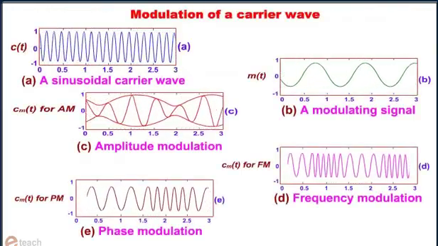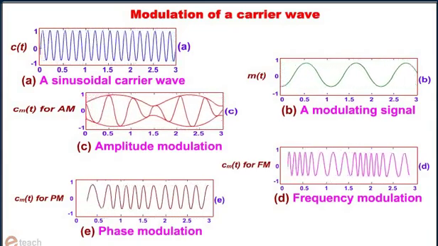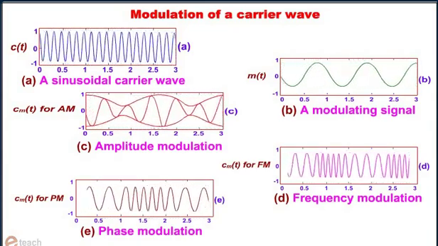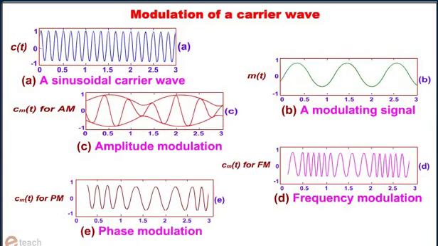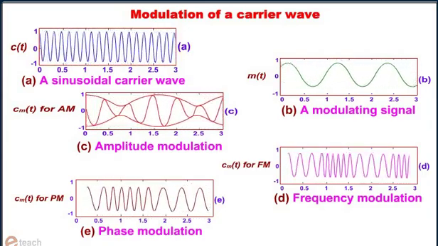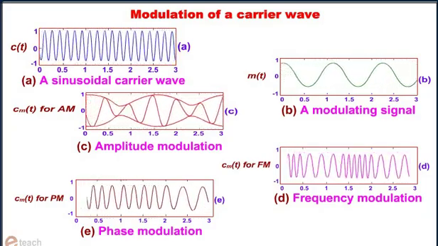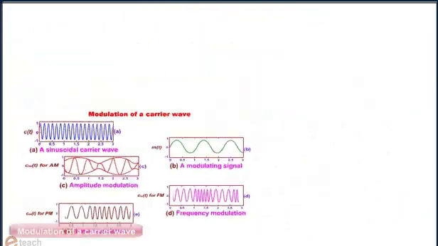Modulation of a carrier wave. There are two waves used in modulation. One is the carrier wave, which contains the signal, and the other one is the modulating signal that has high frequency. There can be various types of modulation, such as amplitude modulation, frequency modulation, or phase modulation.